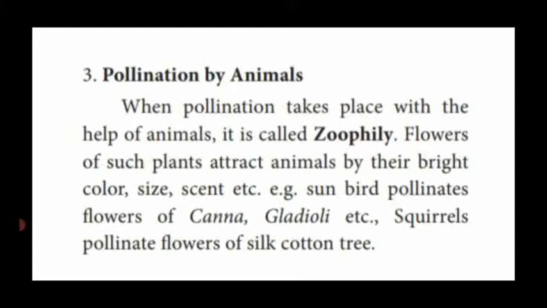So in these plants, flowers are of different colors to attract the animals, and the size is also very big, producing sweet smell. These characteristic features attract the sunbird, which pollinates flowers of canna and gladioli plants. Squirrels also pollinate flowers of the silk cotton tree. So these are the different animals which transfer the pollen grains from one flower to another flower. That pollination is known as zoophily.